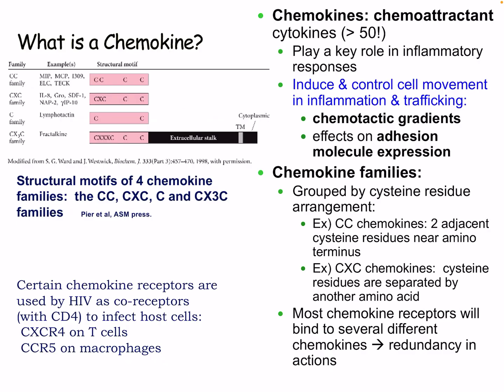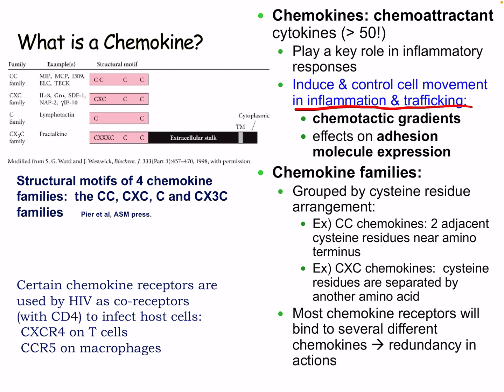So again, just a quick overview of chemokines. We discussed this earlier, but I'll just go over it again. Chemokines are chemoattractant cytokines. There are more than 50 now. They play a key role in inflammatory responses. Their main functions are to induce and control cell movement in inflammation and trafficking. They function on chemotactic gradients and also have effects on adhesion molecule expression, as we'll see later.